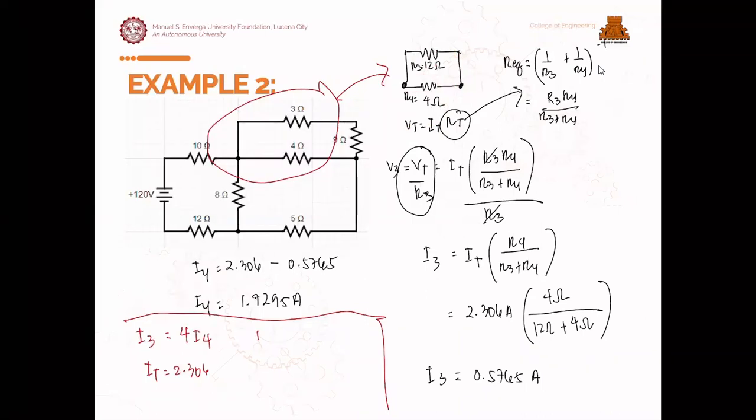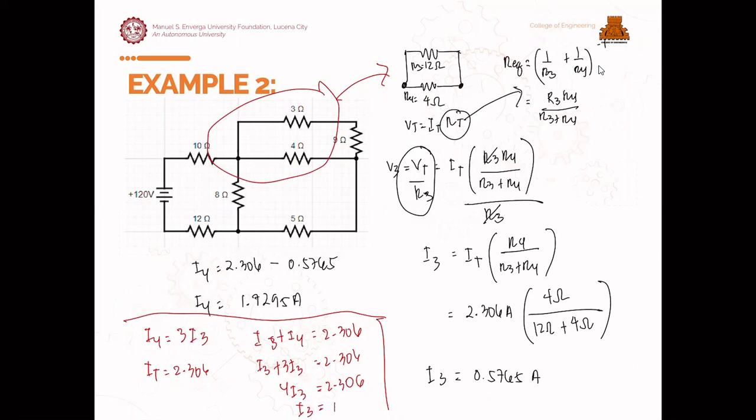Substitute natin yung value ng I3. Tama ba to? Baliktad. Yung I4 ay equal sa 3 times nung I3. Okay? Yeah. So, substitute natin. Yung value na is I3 plus 3I3 is 2.306. So, 4I3 equals 2.306. So, I3 natin, divide natin si 2.306 by 4.